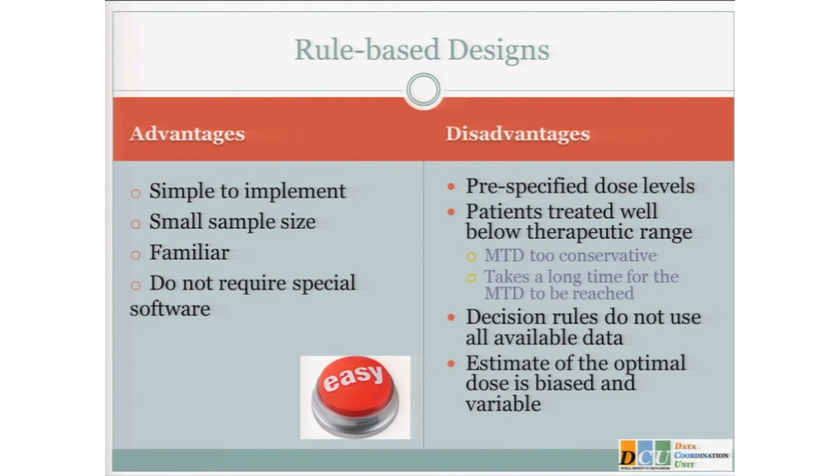The decision rules don't make use of all the available data. When you're deciding to escalate or de-escalate, you consider only what happened at the dose you're currently administering. Okay, and that's a real problem. And the estimate of the optimal dose is biased and it's variable. It has no choice but to be, because it's based on only 3 subjects, maybe 6 at any given dose.